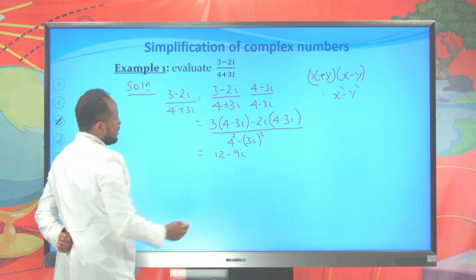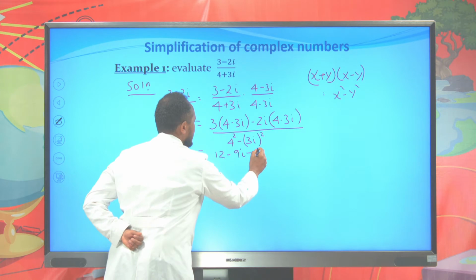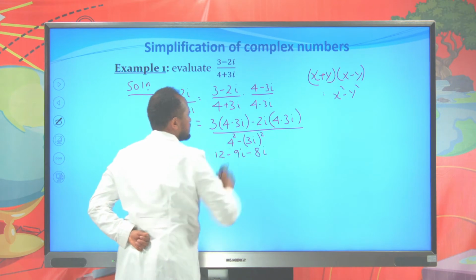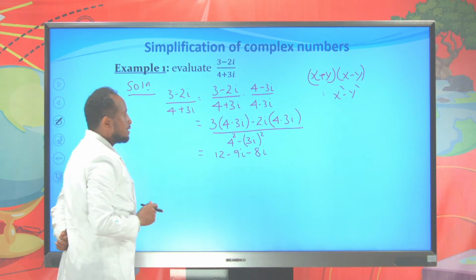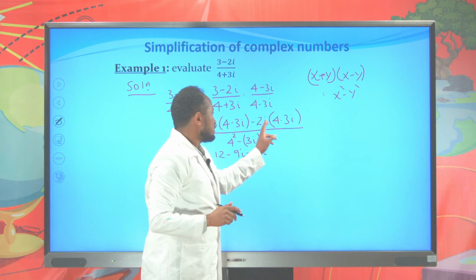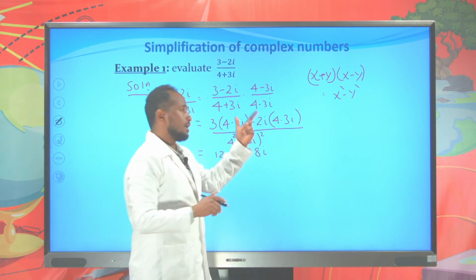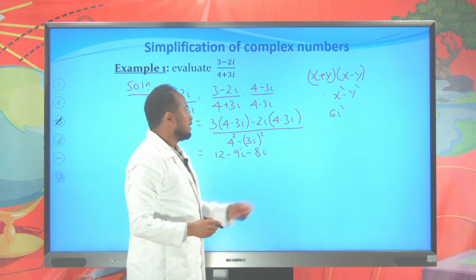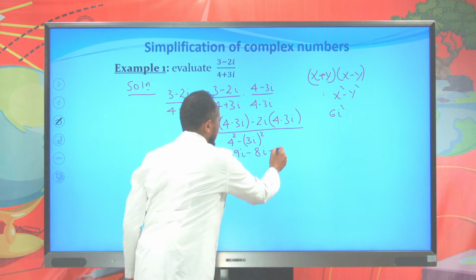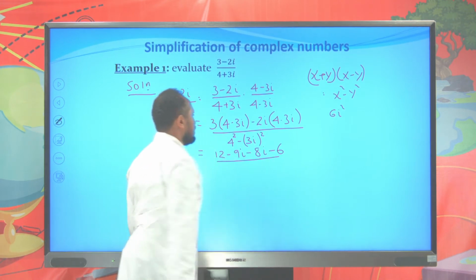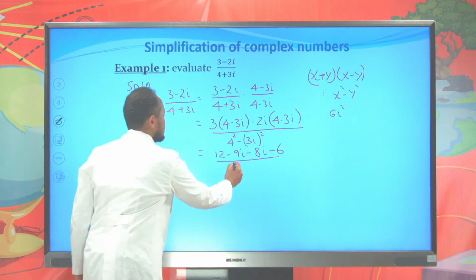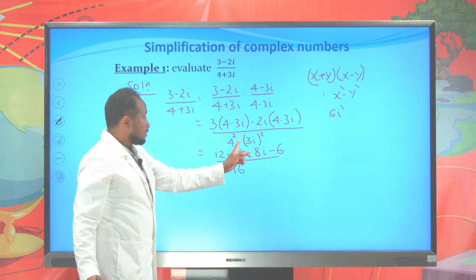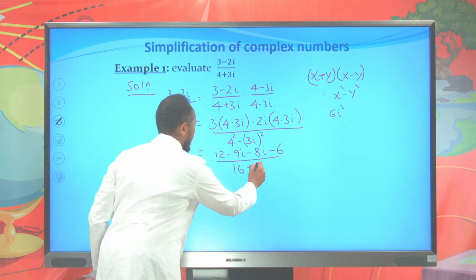9i, and the product of these two is minus 8i. Minus 2i times minus 3i becomes, the negative cancels, 6 times i squared. Since i squared is negative 1, here it will be minus 6, divided by this result, which is 16. This 9, i squared is minus, so it becomes plus 9.